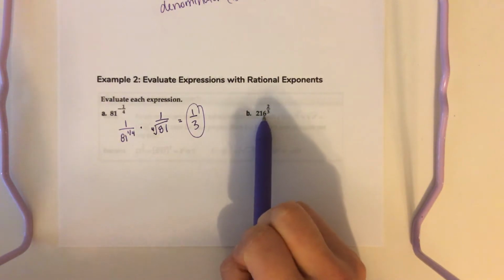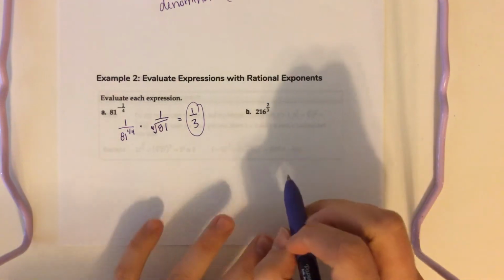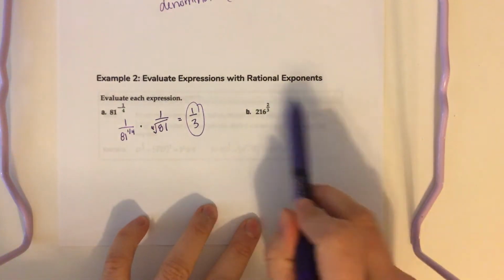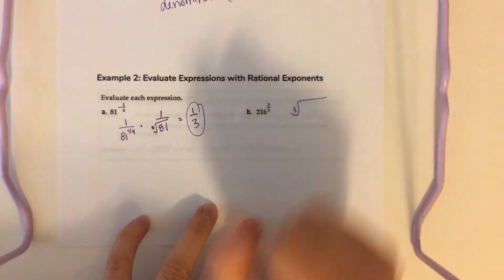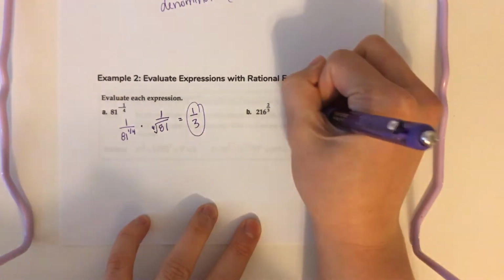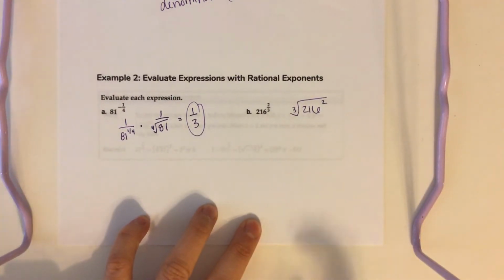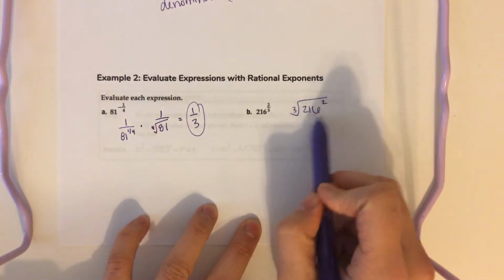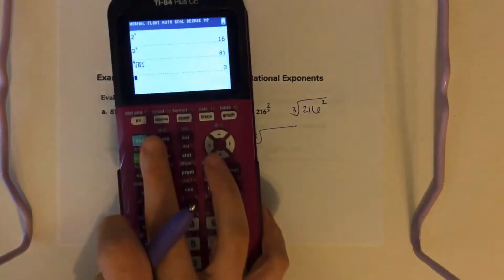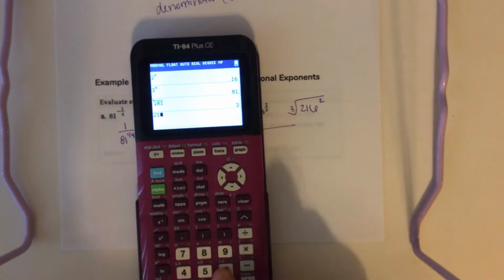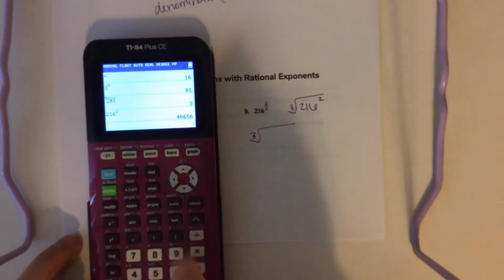So then over here, looking at part B, we have 216 to the 2/3 power. Well, if I rewrite that in radical form, I know the 3 is going to go on the outside because it's in the denominator. I have the cube root of 216 squared. Well, if I want to clean this up a little bit, 216 squared, I could type that into my calculator. I don't know it off the top of my head. 216 squared is that.